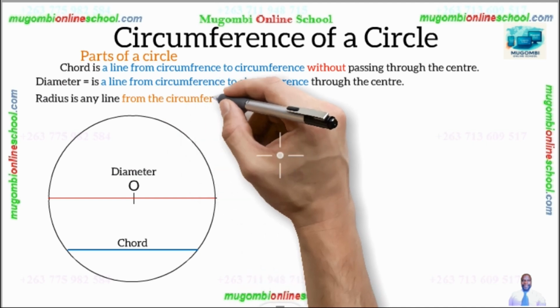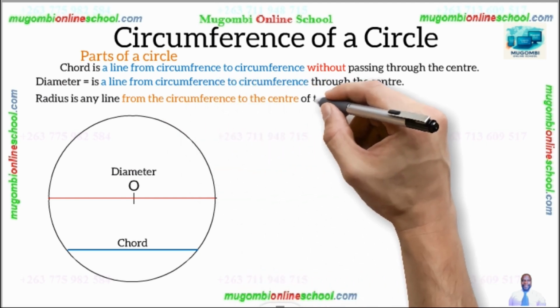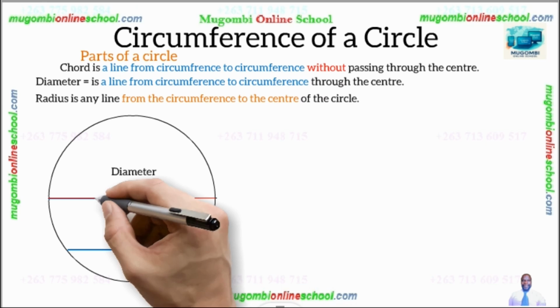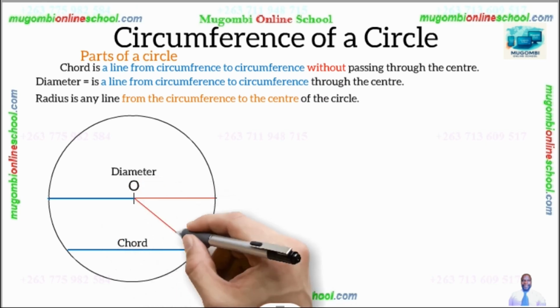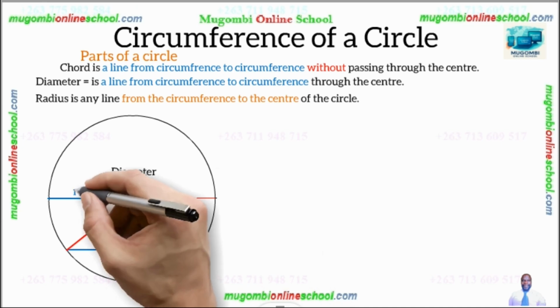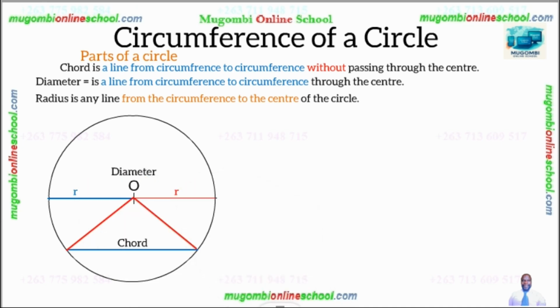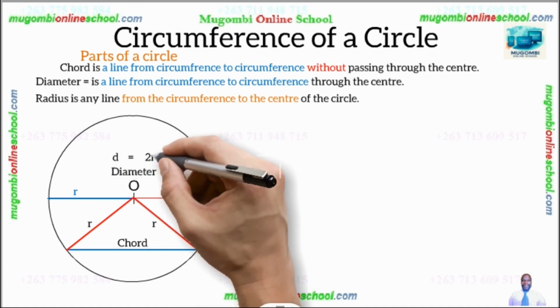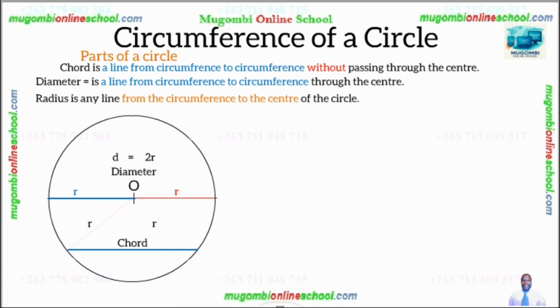Radius is any line from the circumference to the center of the circle. Like this, this one is a radius. Again, this one is also a radius, as well as this one, from circumference to center. So this is radius 1, radius 2, radius 3, radius 4. So the relationship between diameter and radius: diameter is equal to 2 times radius.